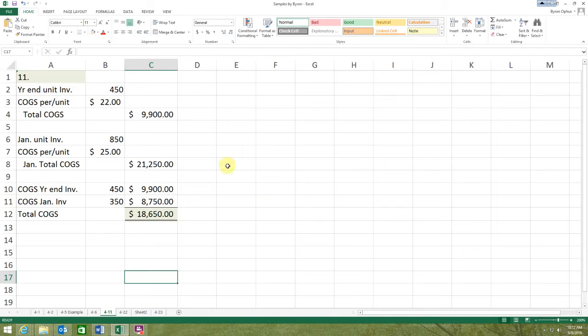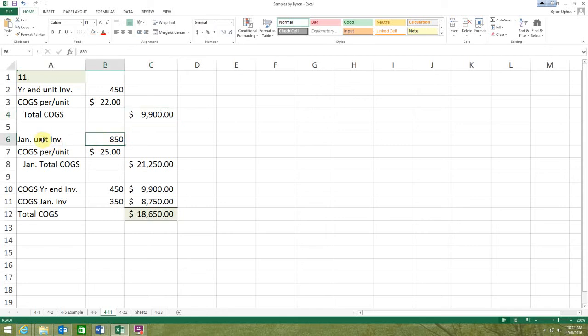For mine, problem number 11, it says the Wolfson Corporation had inventory of 450 units, and I have that information all put in here, and so we'll take a look at it, and then hopefully I'll try to walk you through yours a little bit too. But I had ending inventory of 450 units, which cost $22 per unit. So my total cost of those goods was that, and information that I may or may not need there.